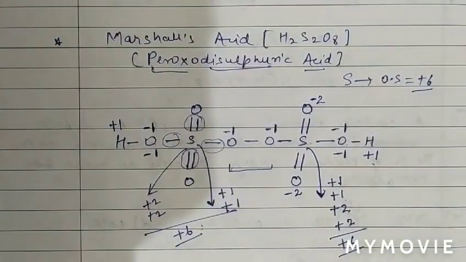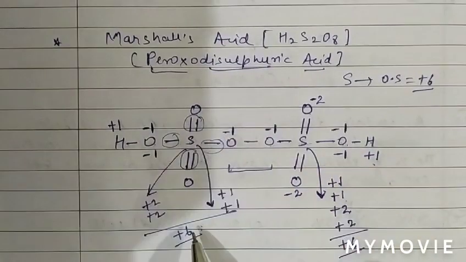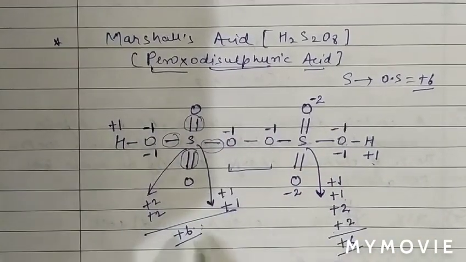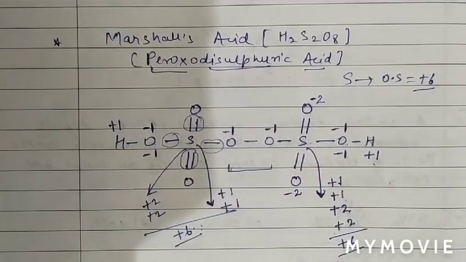If we calculate the average oxidation state, then the average oxidation state is (6 + 6) = 12, divided by 2. So it will also be 6. So this is the oxidation state of sulfur in Marshall acid.